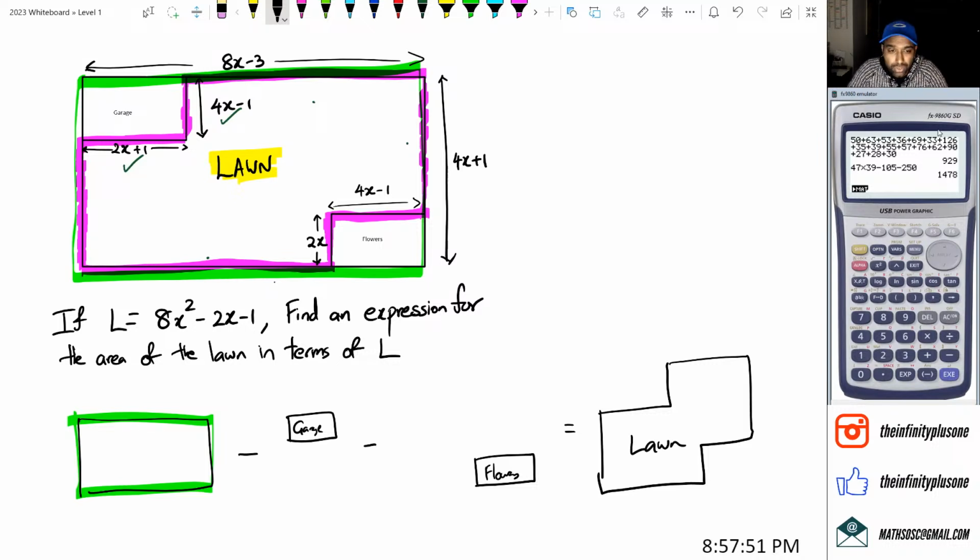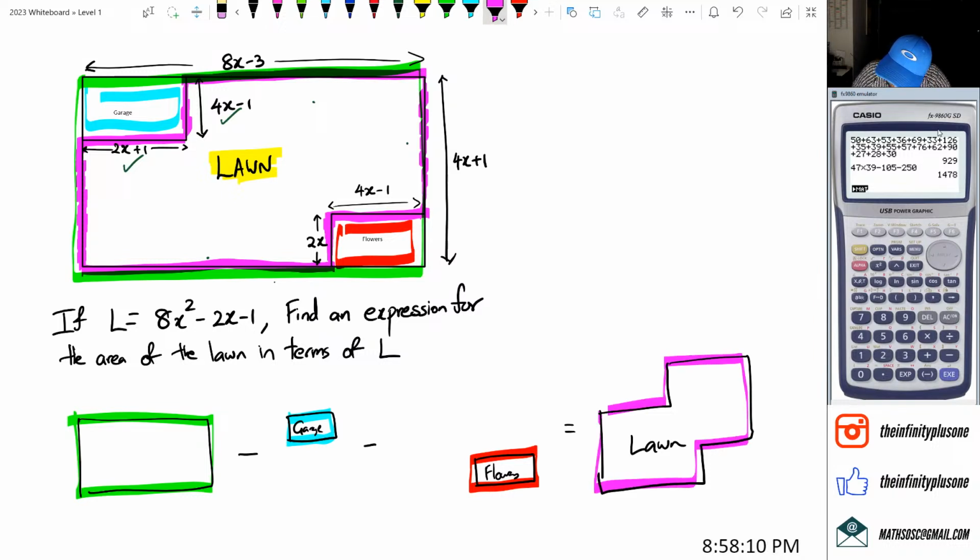Okay, that is my first clue for you guys. So the area of the big rectangle minus the garage, and then running out of colors, minus the flowers, is going to give you the area of the lawn. Let me know if you want me to kind of start going ahead with this, or if you guys want to actually have a go by yourself. I'll just be quiet.